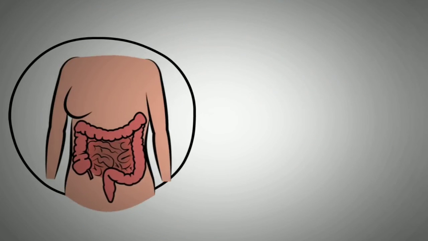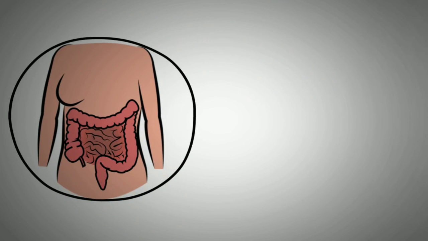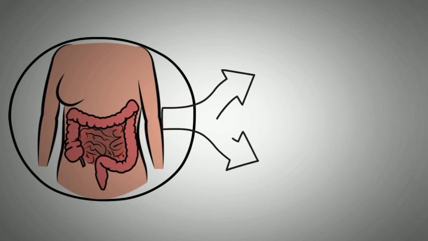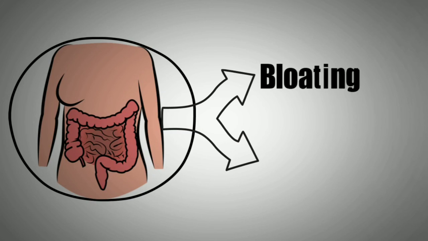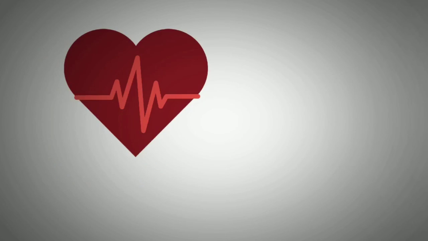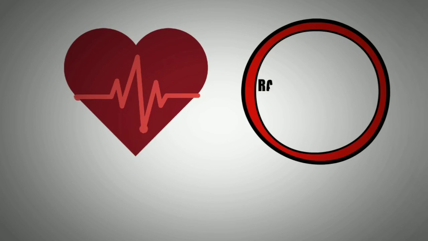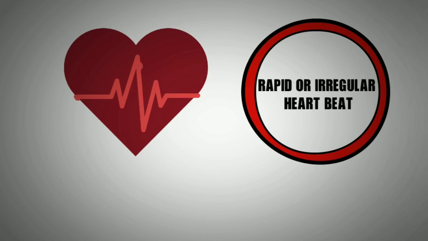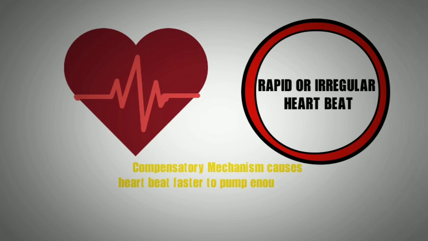And the symptoms associated with the GIT tract in the problem of C.H.F. are: the first one is bloating, the second one is nausea, and the third one is loss of appetite. And we discuss the symptoms regarding the CVS, cardiovascular system. A rapid or irregular heartbeat may occur. This is due to the compensatory mechanism, which causes the heartbeat to become faster to pump enough blood to the body, causing a rapid or irregular heartbeat in case of low cardiac output.